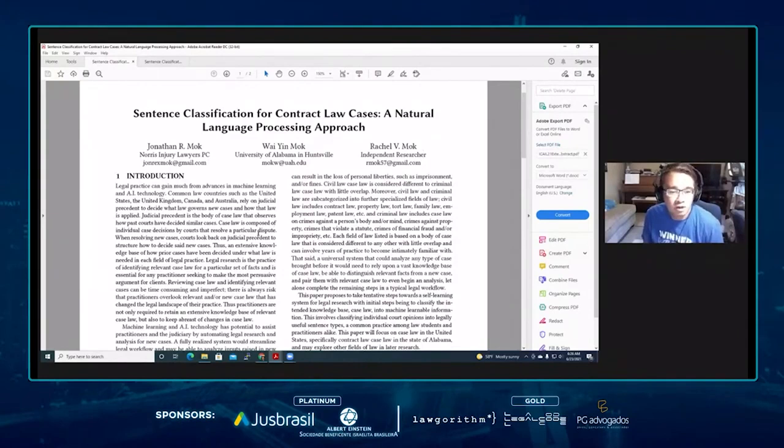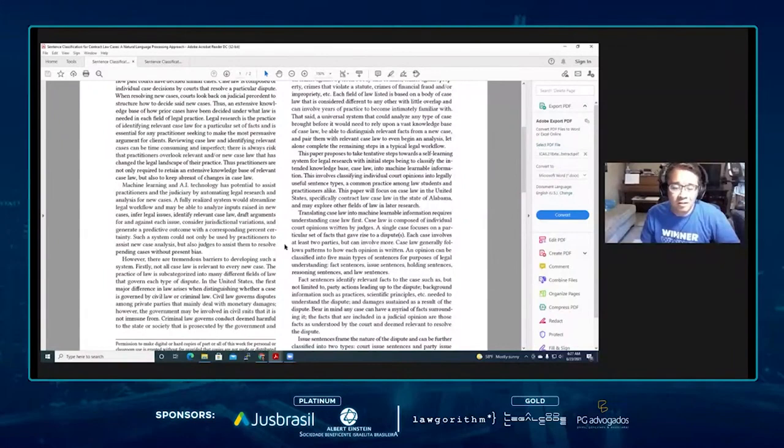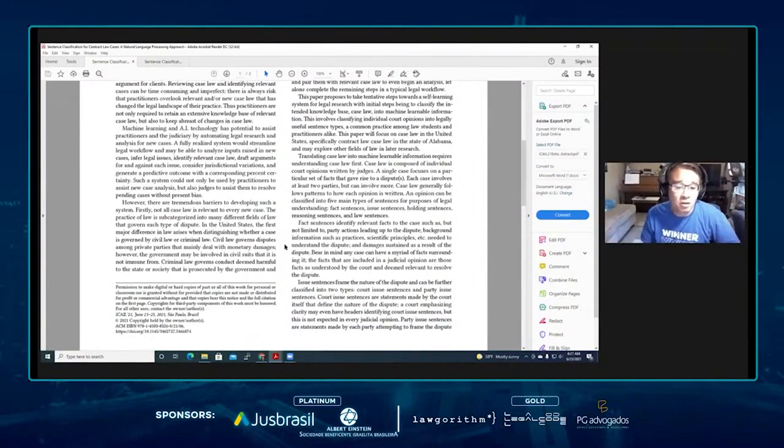At this point in time, we are narrowing our focus on contract laws because the scope is just way too big. The semantics is way too complicated. So we're trying to narrow down the scope to just focus on contract laws at this moment. Even then, the problem is already pretty big.